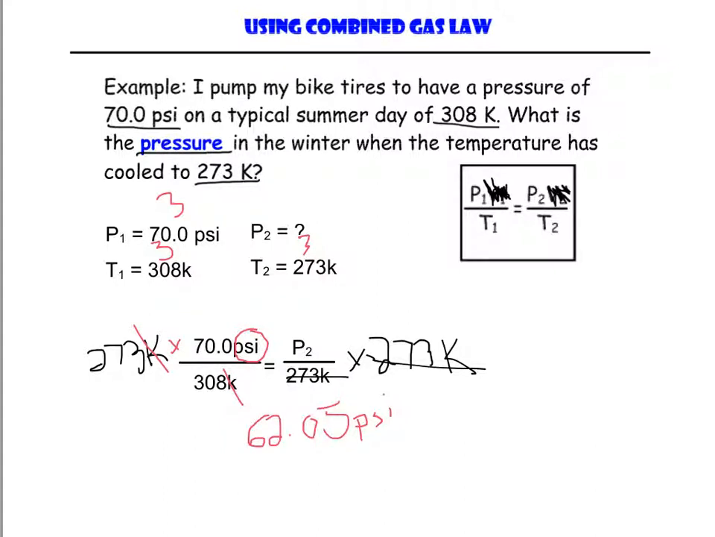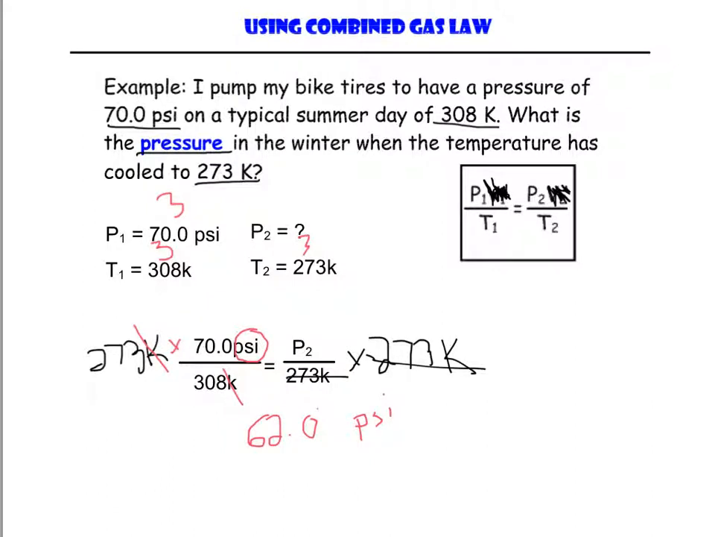When we're dealing with multiplication or division, our sig figs always follow the rule of the least number of sig figs in any of our given variables. So in this case, we are going to change this from 62.05 to 62.0 psi.